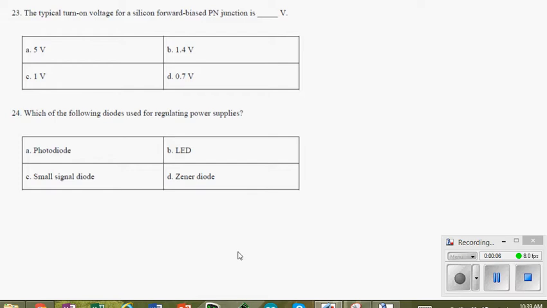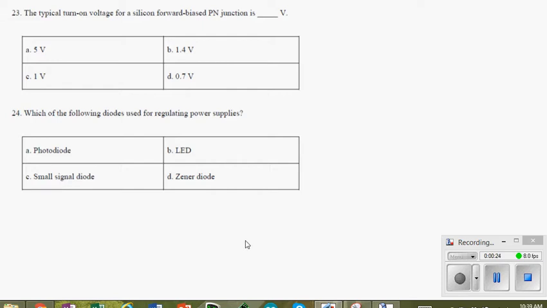Hello class, this is the mock exam review for Electrical Engineering Fundamentals for 2016-20. We're on question number 23, which is a multiple choice question, but during this questioning I will try to explain the reason behind the solution to the problem.